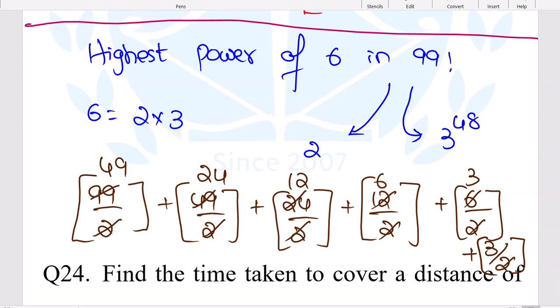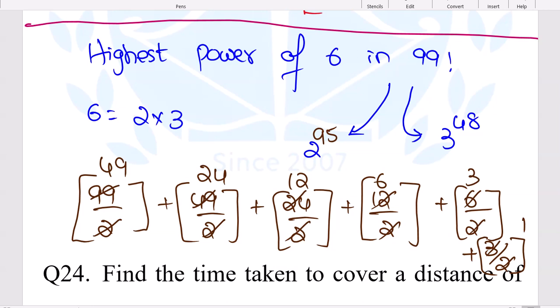We'll stop. So adding all this, 6 plus 3 plus 1 is 10, and here 36, 10 and 36, we got 46 with 49, 95. Highest power of 2 is 95. Highest power of 3 is 48.